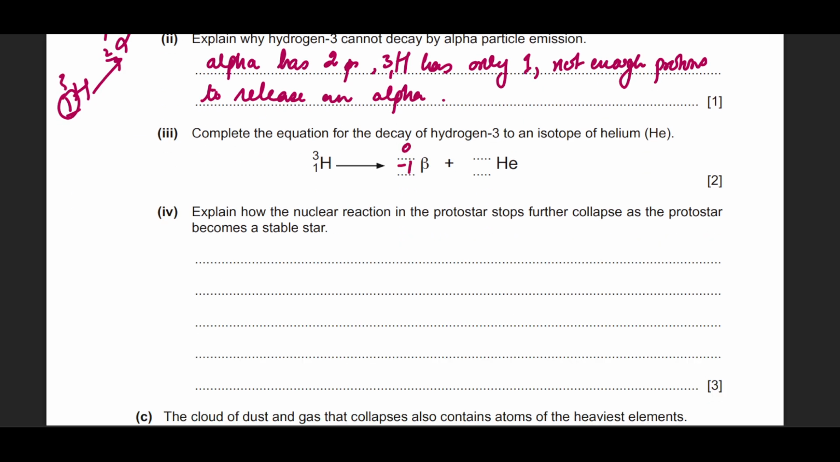So this is 0, minus 1. We have this from memory. This is helium, which is going to be 3. And based on this, this is going to be 2. Okay. All right.